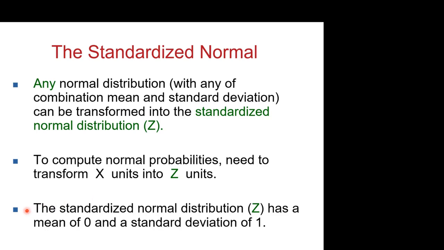Under the standard normal distribution Z, the mean is equal to 0 and the standard deviation is equal to 1. For any normal distribution, we are saying this is a distribution of X. X can take any value. But if you were to transform the normal distribution of X into the Z normal distribution, or standard normal distribution, the standard normal distribution only has a mean of 0 and a standard deviation of 1.